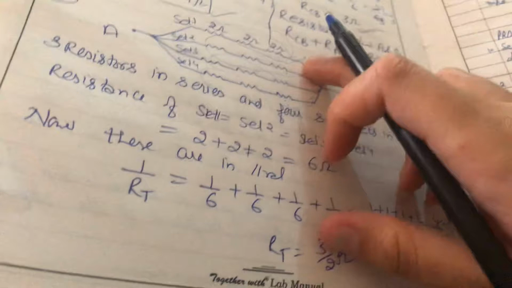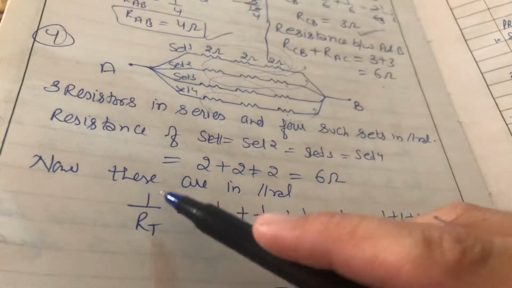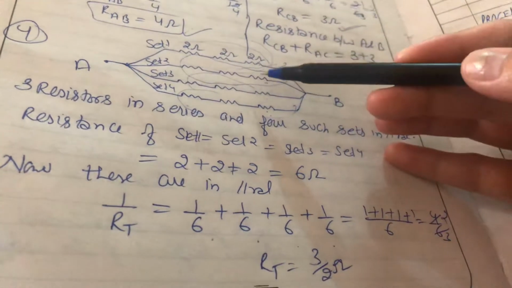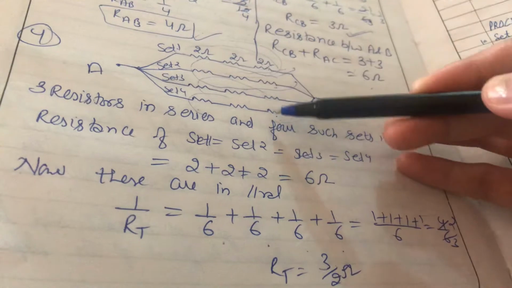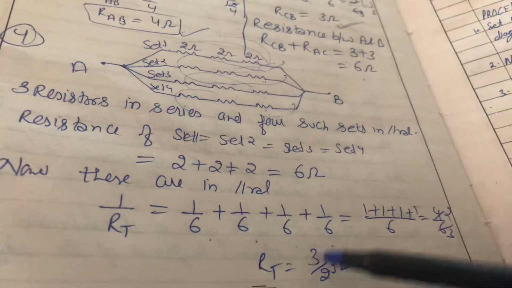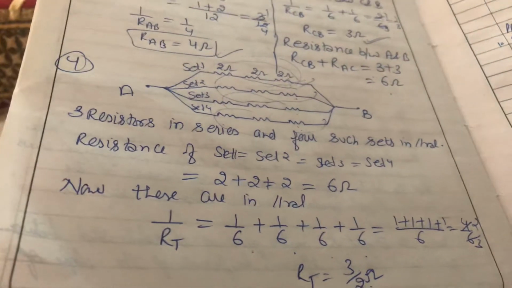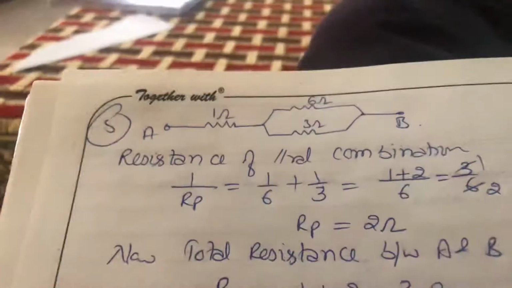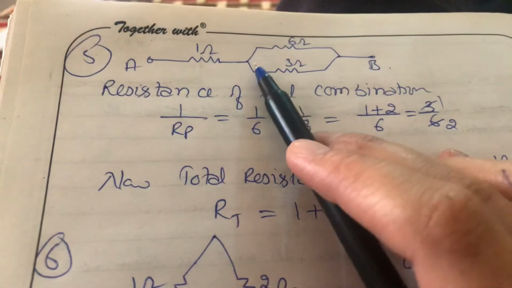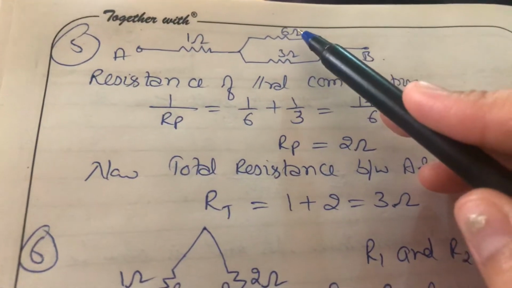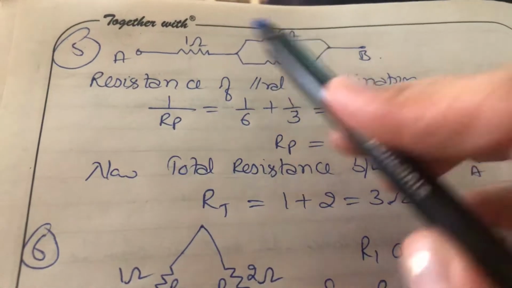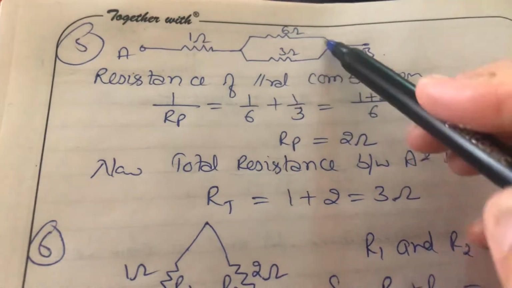So the total resistance when they are taken in parallel will be 1 upon RT is equal to 1 upon 6 plus 1 upon 6 plus 1 upon 6 plus 1 upon 6, because these are connected in parallel. Okay. So the total resistance will be 4 upon 6, that is 2 upon 3, RT is equal to 3 upon 2 ohm. The next, fifth question, they have given you that you have a 1 ohm resistance wire which is connected in series with the combination of two parallel resistors 6 ohm and 3 ohm. Obviously, these two systems are in series. So first of all we will solve the parallel one.